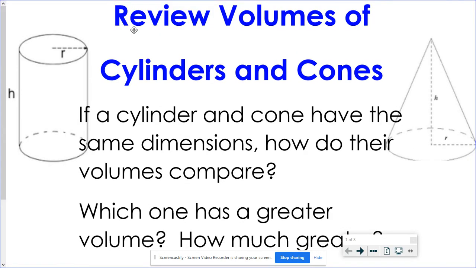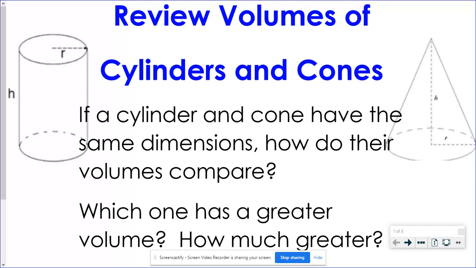Hello, math students. Today we are going to put together the things that we've been working on, just to review everything and make sure that we're okay with all of these formulas that we've talked about and solving for a missing dimension. So when we're talking about cylinders and cones, if you have a cylinder and a cone that have the same dimensions, the same area of the base, so that means the same radius, the same height, if those things match, I want to know how the volumes compare.